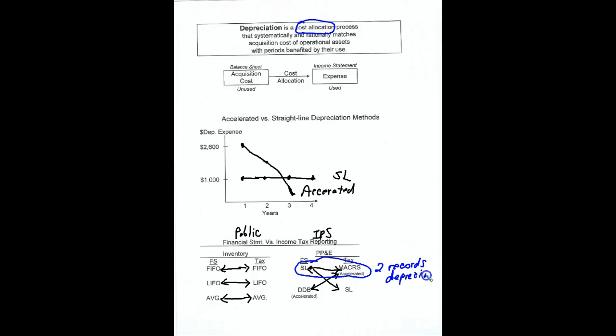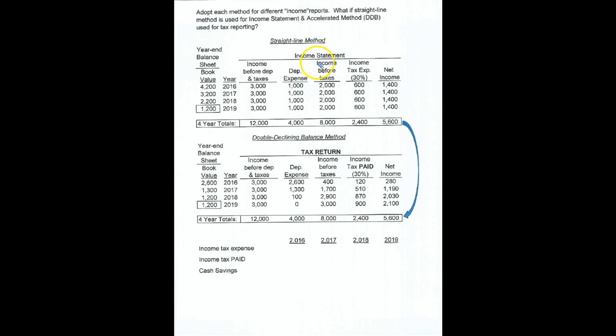Now, there's nothing illegal, there's nothing unethical about this either. And it's only depreciation. We're not saying there's two whole different accounting systems. There's only two different records for depreciation and only depreciation. And tax law allows this. I can use an accelerated method for tax and a straight line method for financial statements. And so why would a company want to do that? So let's go over here and look at that.